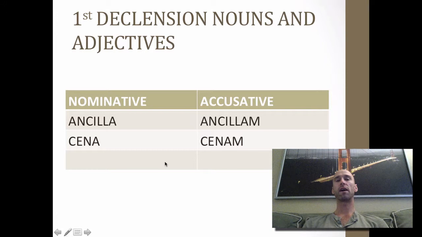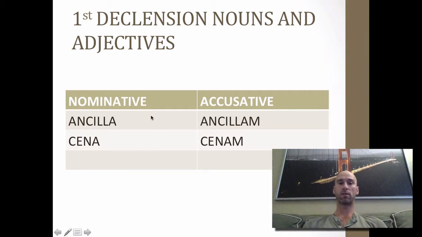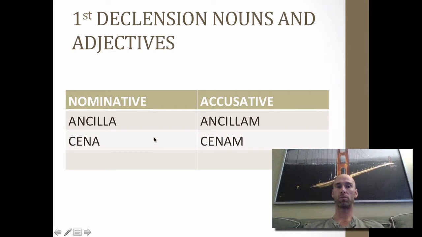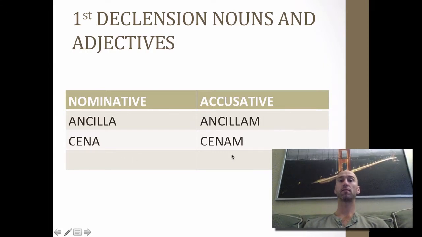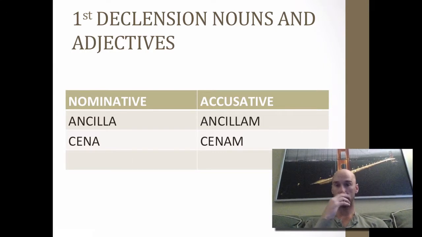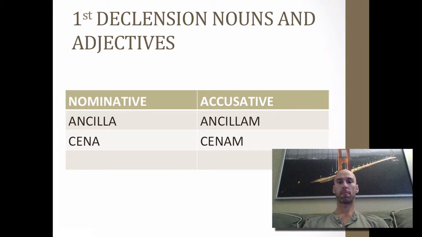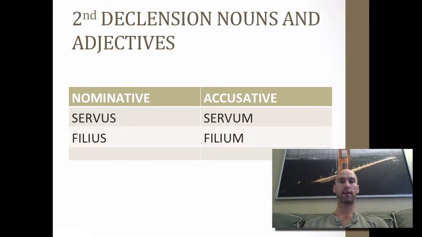And the same goes for dinner right here, cena. Now I'd like you to find one more. So write down this table and this graphic organizer. So make this list. And I'd like you to fill in one more first declension noun or adjective that would fill this list. And then now we're going to move on to the second declension.